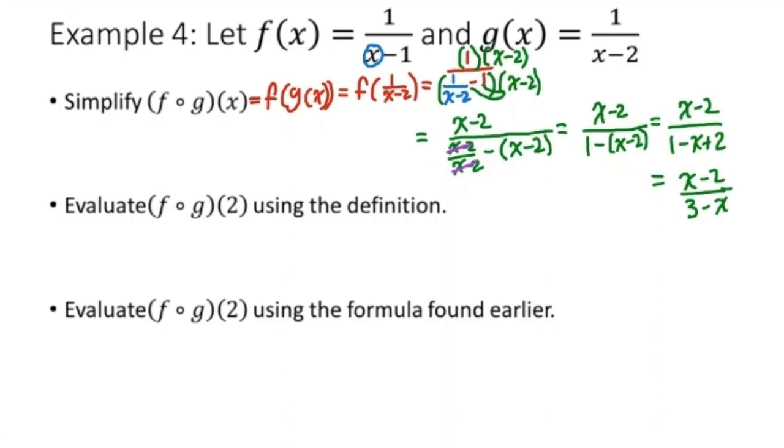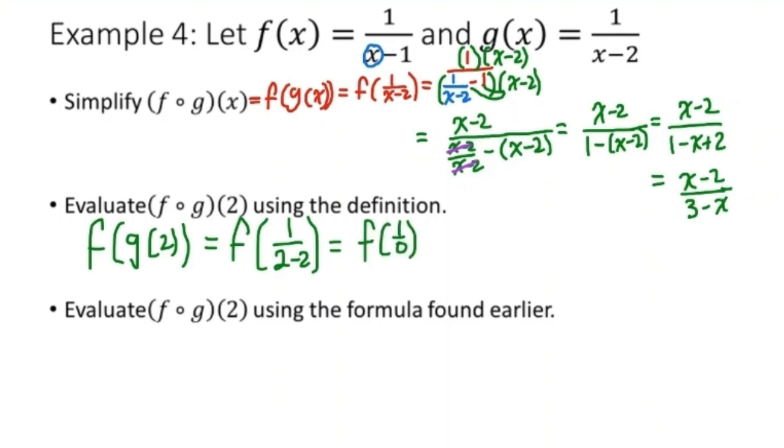Now let's evaluate f of g of 2 by using the definition of composition of functions. So to evaluate f of g of 2, first we're going to plug 2 into our function g. Since g of x is 1 over x minus 2, then g of 2 is 1 over 2 minus 2, but 2 minus 2 is 0. And the one number we can't divide by is 0. So by definition, f of g of 2 is undefined because 2 makes g of x undefined.